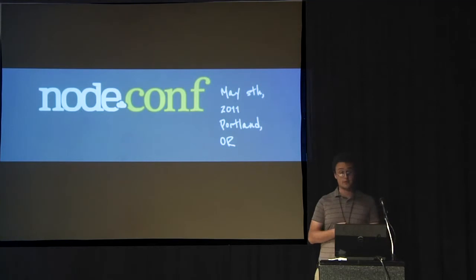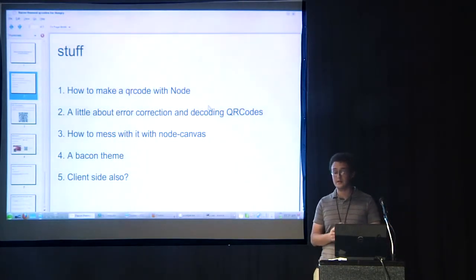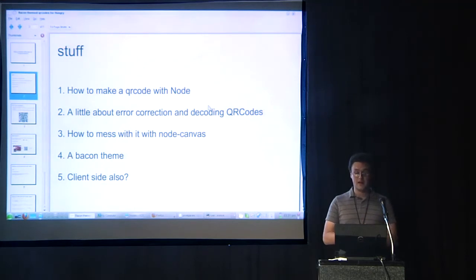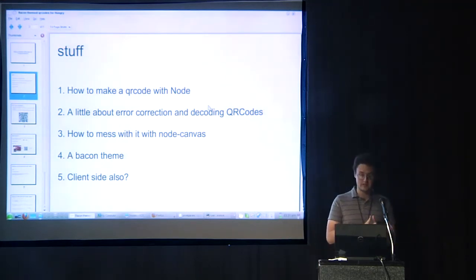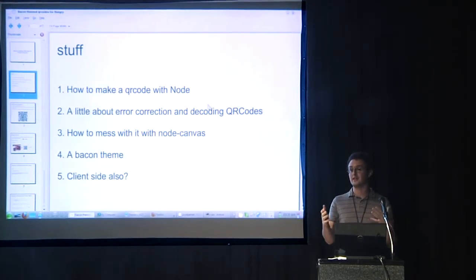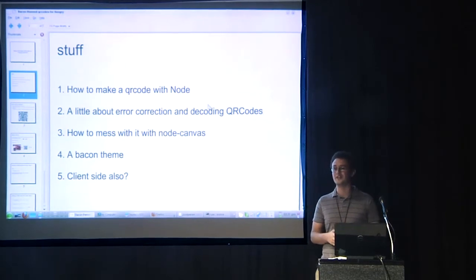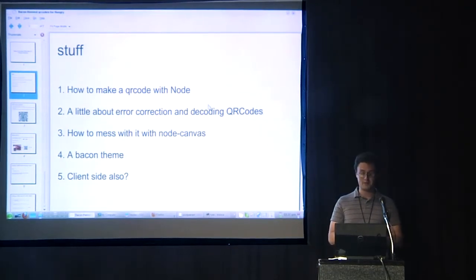Maybe how to make a QR code with Node. What kind of error correction do they have inside of them? How to take it way out of spec and put your own stuff in it. Because they're not very good looking unless you have it next to the cool JSConf 8-bit font. And then how to maybe stick some bacon behind one. And then it's JavaScript, so you can do it on the client side too.